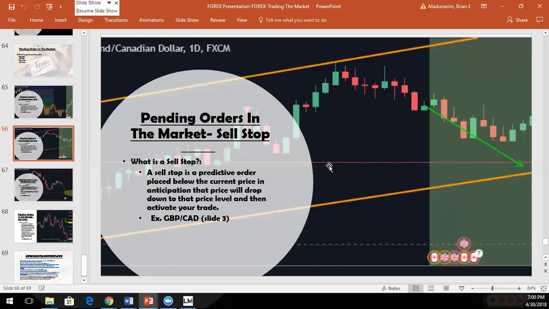So we talked about buy stop. Now let's talk about a sell stop, which is the opposite of a buy stop. A sell stop is a pending order placed below the current price in anticipation that price will drop down to that price level and then activate your trade, right?